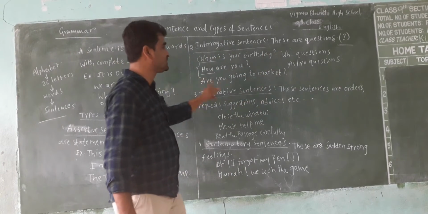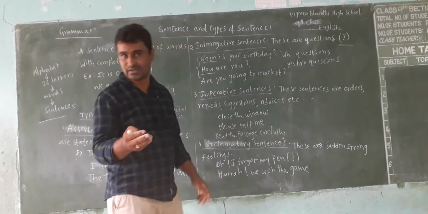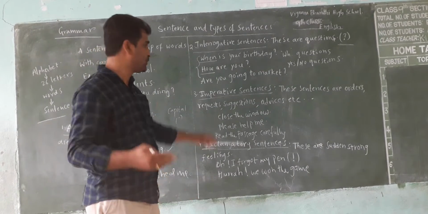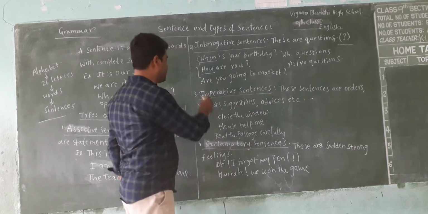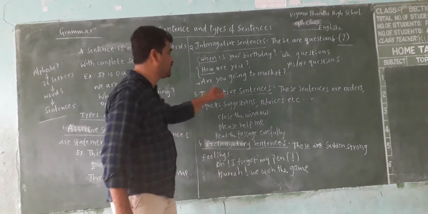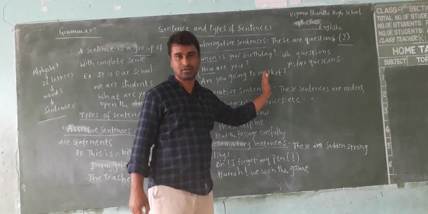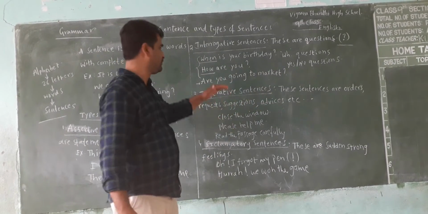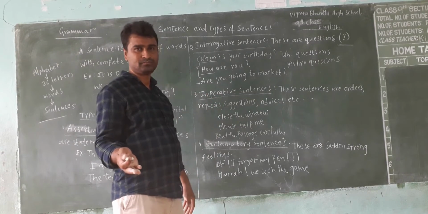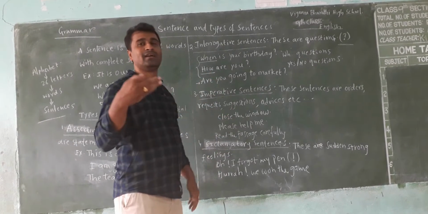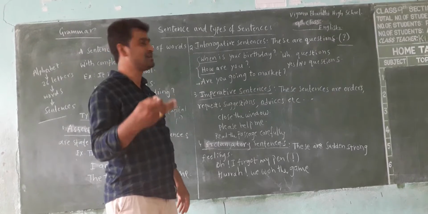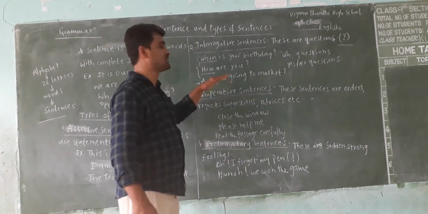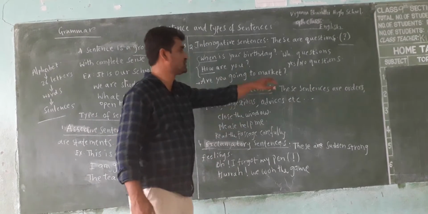And type 2 is yes or no type questions. We confirm something. We say either yes or no. That's why they are called yes or no type questions. See the third example: Are you going to market? We say either yes, I go to market, or no, I don't. That's why our answer is either yes or no. They also end with a question mark.